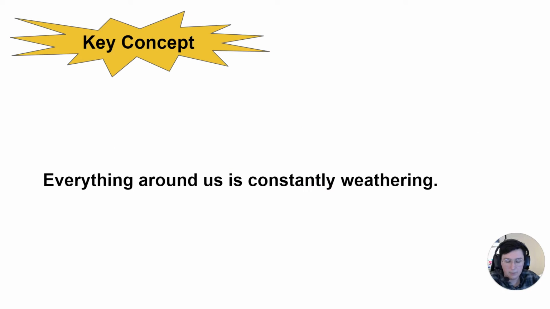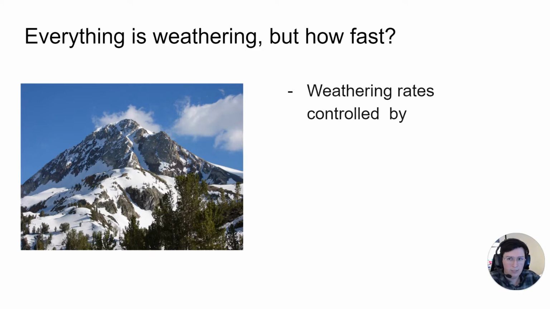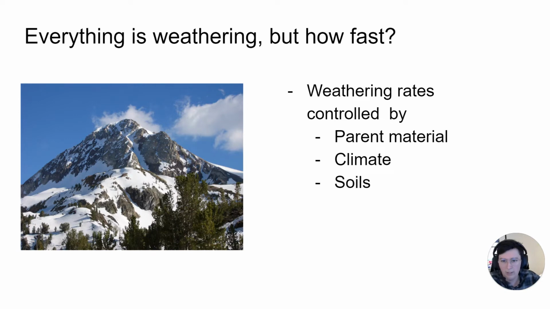All right, so the key concept here is everything is weathering constantly. So we know that everything's weathering, but not everything's weathering at the same rate. So what controls that rate? How fast do things weather? So that is controlled by a couple of things, namely the parent material, so what is being weathered, the climate around what's being weathered, the soils over it, and its exposure to all the above. So let's launch right into these factors.